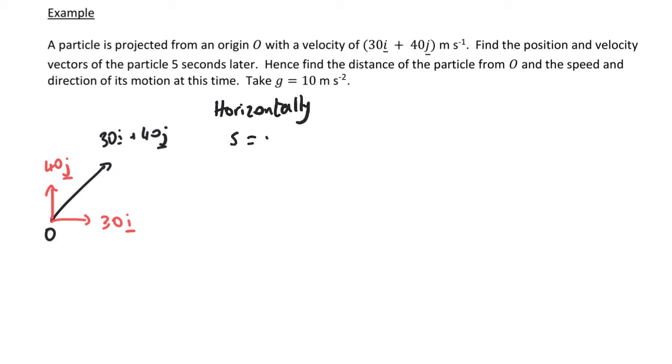we know that s equals vt. Now these are vectors now, so we're going to underline s and v. The s is going to be 30i times 5, which is 150i.